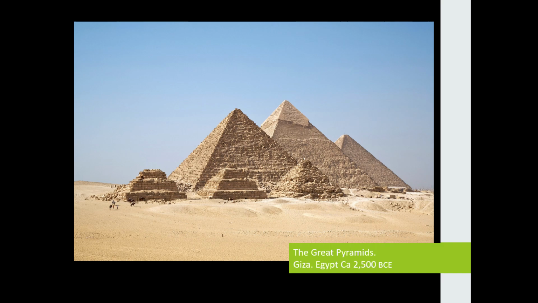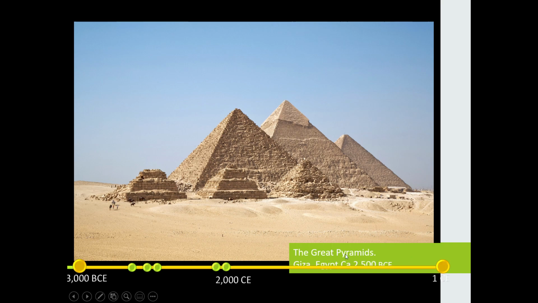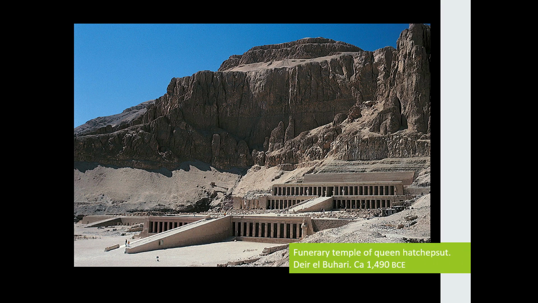Now, this is 2500 BCE, right? And we're going to look later on in the same culture, right here, 1490 BCE, and this is the funeral temple of Queen Hatshepsut. You see, completely different. So these are not pyramids; these are actually underground burials. And this is from the Valley of the Kings. So completely different, and it's 1,000 years later. So quite a bit of change.